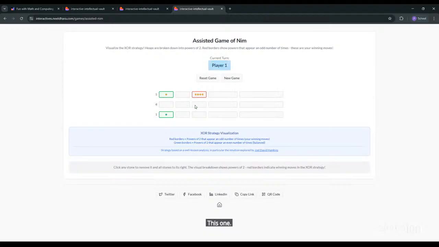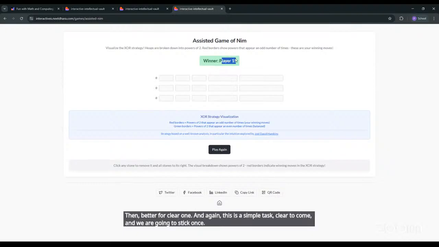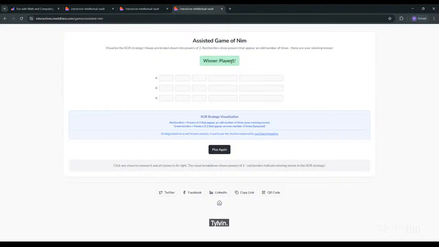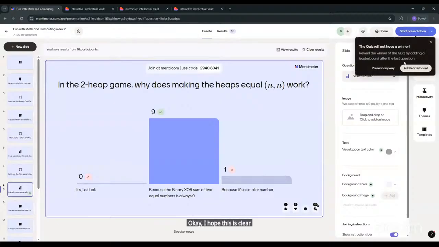And player 2 can become angry and remove all those four. Then it is better for player 1. Again, this is a simple task. Player 2 comes and player 1 just takes one. That's how player 1 will win. So if we are XORing the binary sum, you have to XOR it term by term. Okay, I hope this is clear. If you have any doubts, you can ask.